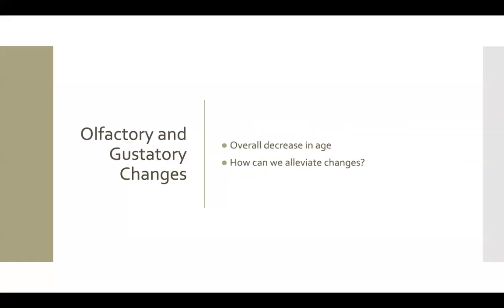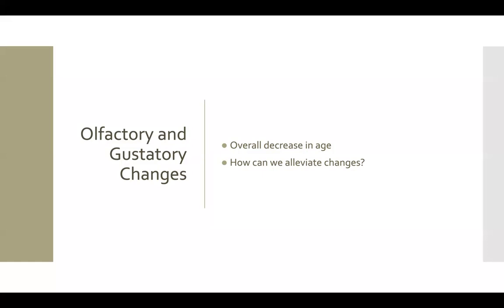Then you have olfactory and gustatory changes. So overall decrease in age. So how can we alleviate these changes? We can check pilot lights on the stove and water heater often. We focus on food appearance and texture to determine if it's safe or rotten, looking at expiration dates, etc.